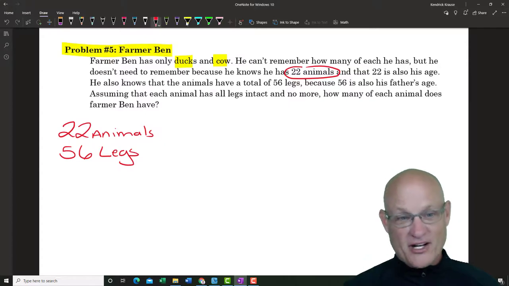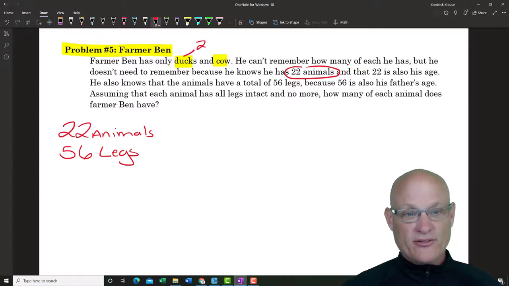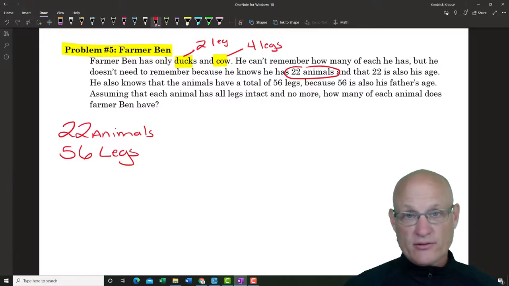So a duck has 2 legs and a cow has 4 legs. By the way, do you know what they call a cow with no legs? A cow with no legs. Think about it. If you want to hit pause and think about it, go ahead. A cow with no legs is called ground beef.